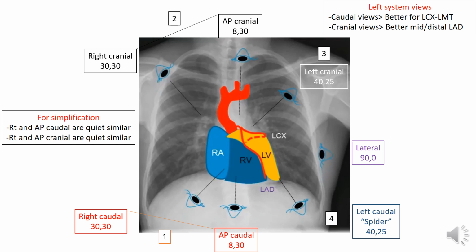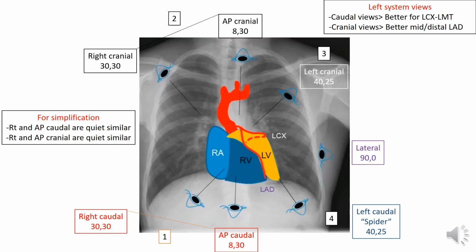So as I told before, for simplification we will deal with the epicaudal and right caudal view as the same orientation, and the right epicranial view also similar orientation, then left cranial and left caudal view. The lateral view we'll talk about later on. It is pathognomonic, so it will need a little illustration.